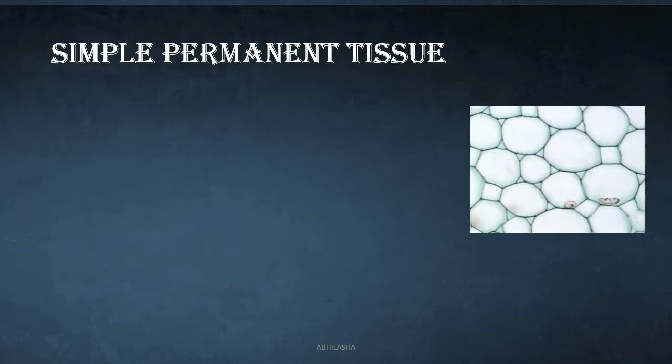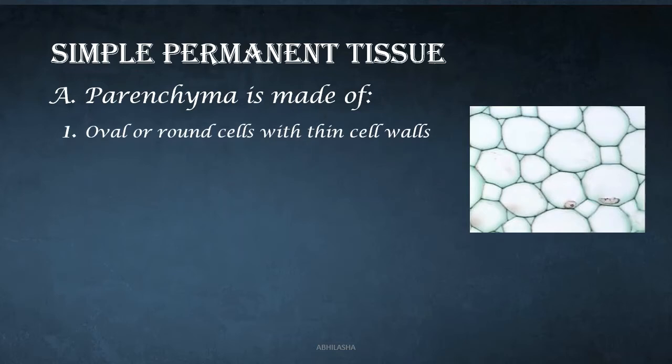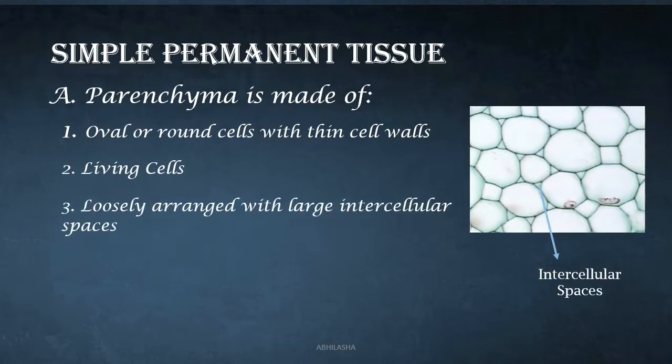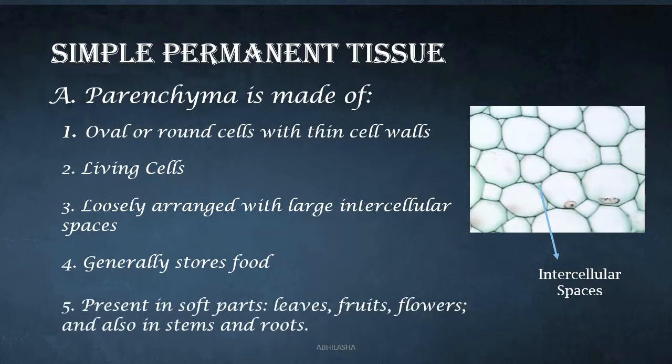Now let's study about parenchyma. Parenchyma is made up of oval or round cells with very thin cell walls. They are living cells. They are loosely arranged with large intercellular spaces in between them, and the function is generally to store food. In fact, parenchyma fills spaces in all parts of plants. So it is present in soft parts, leaves, fruits, flowers, and also in stems and roots.